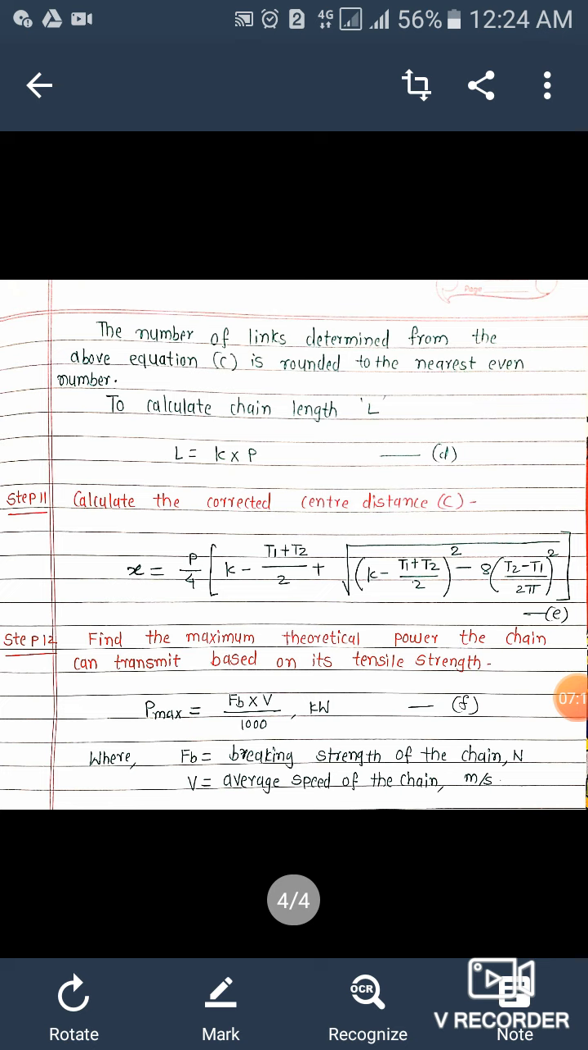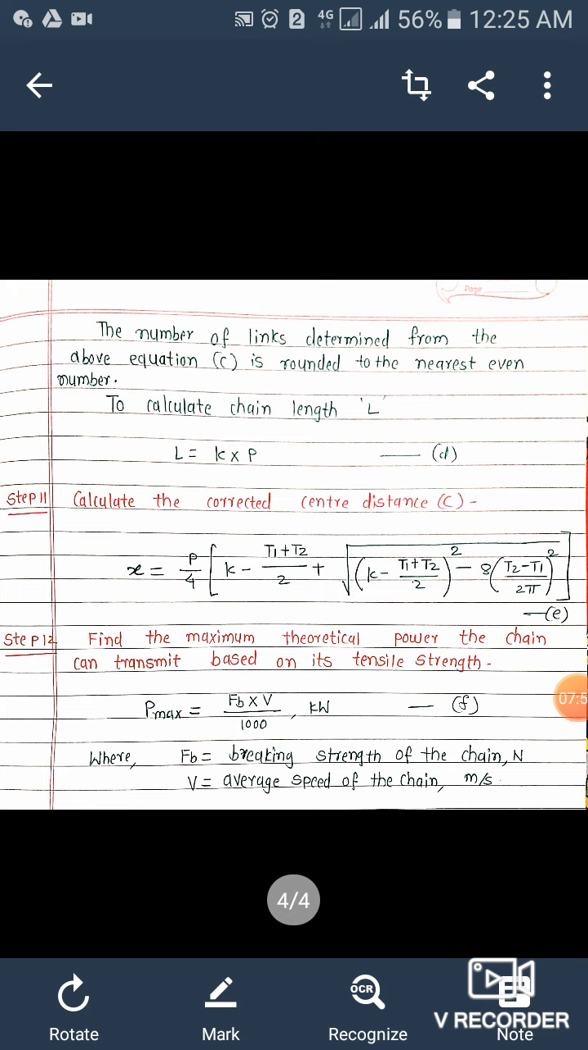Step 11 is to calculate the corrected center distance, where we take the center distance as x. So x is equal to P by 4 into [K minus (T1 plus T2) divided by 2, plus the square root of (K minus (T1 plus T2) upon 2) squared minus 8 into ((T2 minus T1) divided by 2 pi) squared]. This is equation number E.